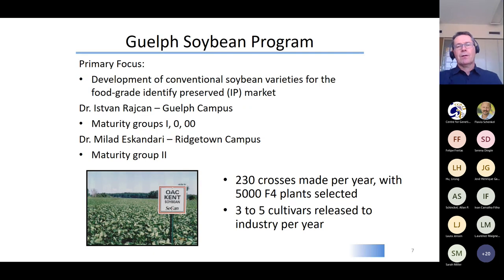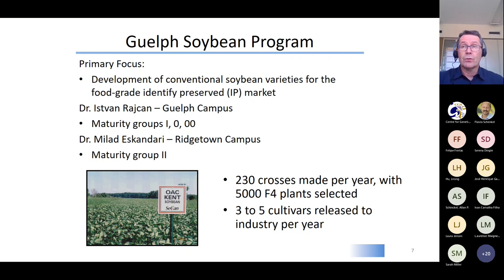As far as the Guelph soybean breeding program, our primary focus is the development of conventional, which means non-GM, soybean varieties for the food grade identity preserved market. Why do we do that? And why do we not develop genetically modified glyphosate tolerant or Roundup Ready soybeans? Mainly because many of the multinational seed companies are involved in that market, and it's difficult to compete with them once they develop a new trait.